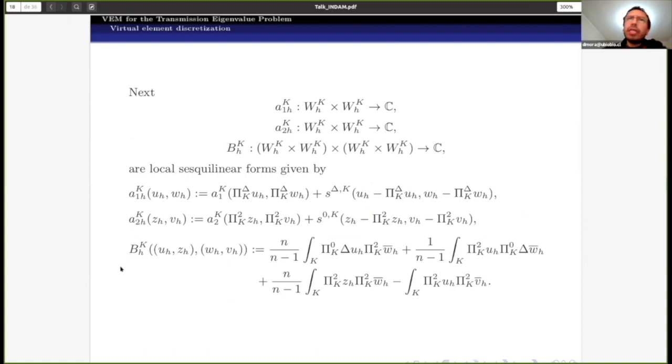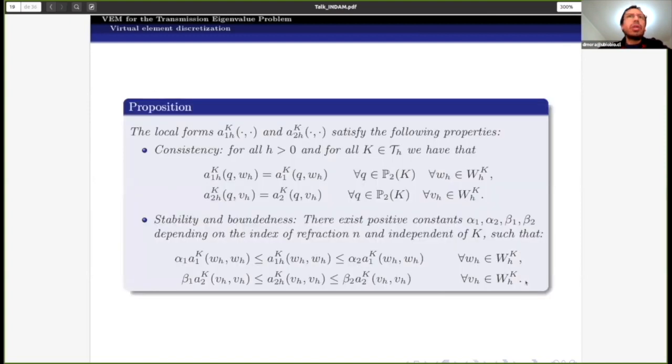So using the virtual element framework, we introduce the local sesquilinear form as the consistency part plus the stabilization part for A1 and A2, and here we only replace the functions by the standard projections in each term. We have the usual consistency and stability properties for the VEM for these local sesquilinear forms. This is going to be used in the error analysis.